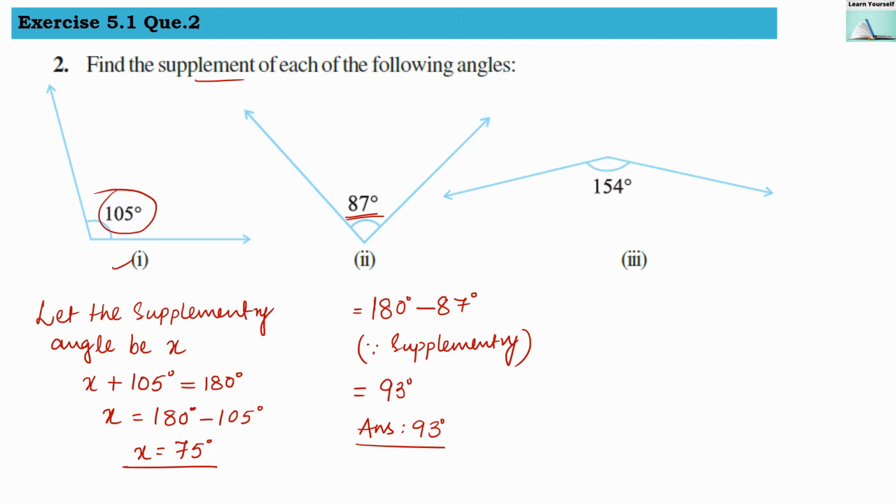Third numerical, they have given us a 150-degree angle. So let us subtract this from 180 degrees because they are supplementary to each other. And the answer we will get here is 26 degrees.